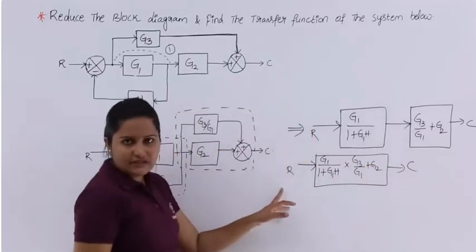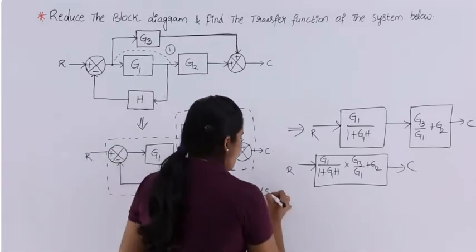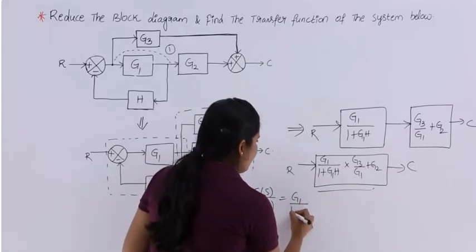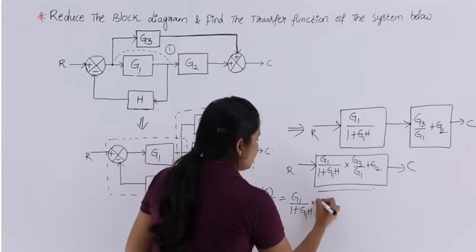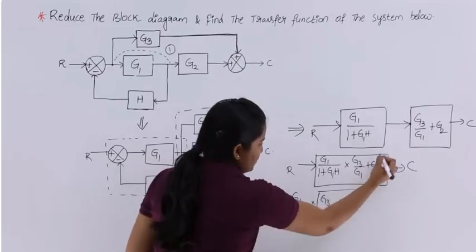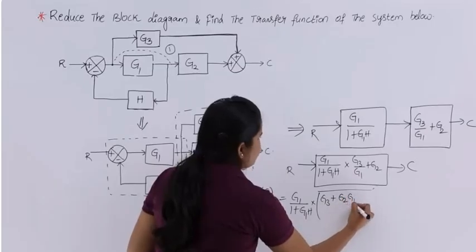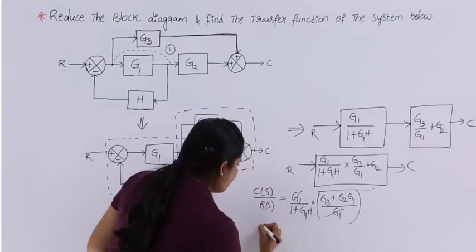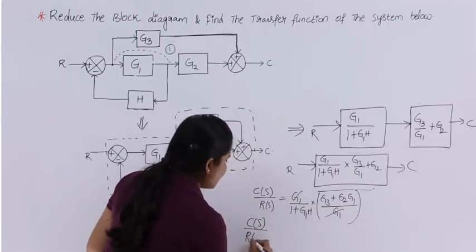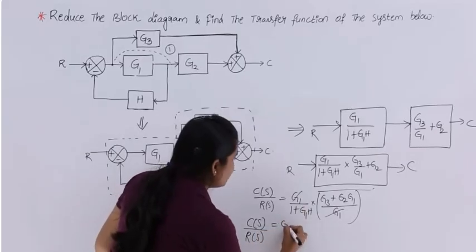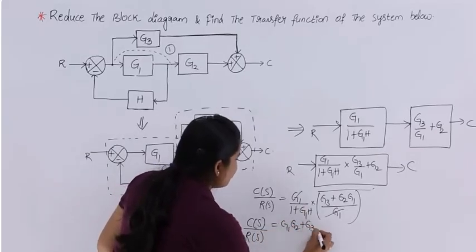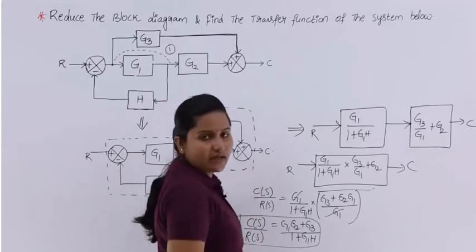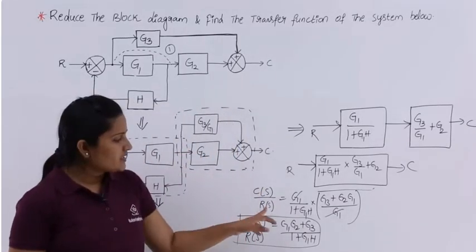So now the transfer function C of S by R of S is nothing but this gain. G1 by 1 plus G1 into H, multiplied with, so I am cross multiplying these two, G3 plus G2 G1, divided by G1. So I am cancelling these two. I am going to get my transfer function C of S by R of S is equivalent to G1 G2 plus G3 divided by 1 plus G1H. This is the transfer function of the given block diagram. This is the transfer function C of S by R of S.